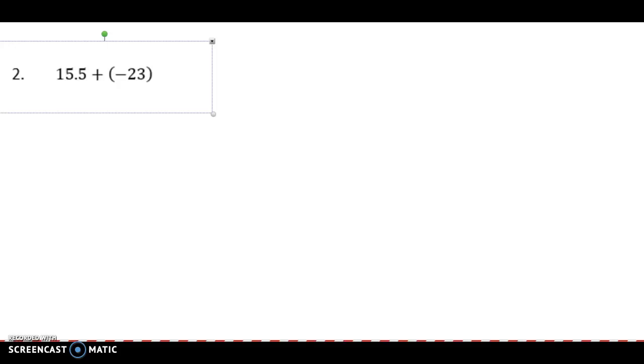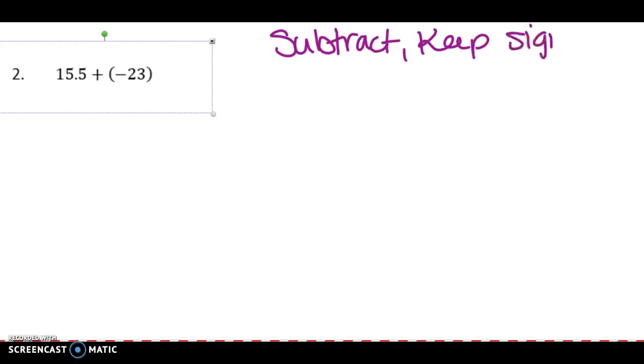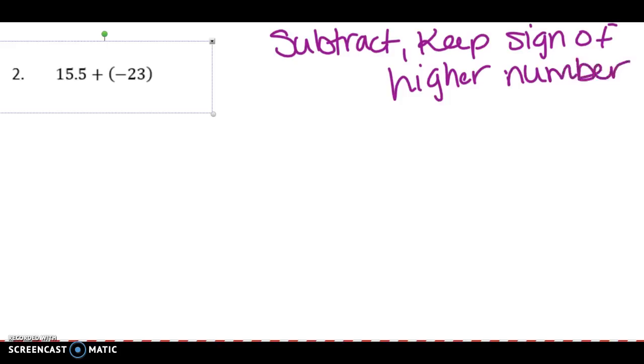Second example, so now we're adding. We have a positive number plus a negative number. So the rule we learned for that is to actually subtract and then keep the sign of the higher number. So this is super important because when you go to subtract these, it doesn't matter which one's negative and which one's positive. We just want to find the difference between their absolute values.